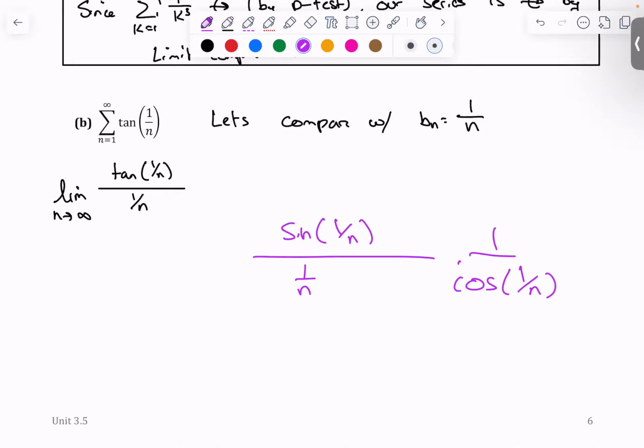It's okay if you don't. Remember that you're dividing by 1 over n. And this sine of 1 over n, as n approaches infinity, 1 over n approaches 0, so this approaches 1 by that special limit, and cosine of 1 over n approaches cosine of 0, which is 1. So you can do that, or you can use L'Hopital's rule, right?